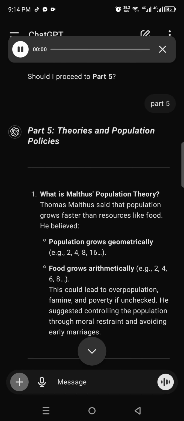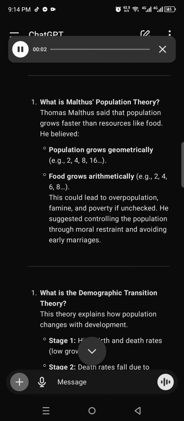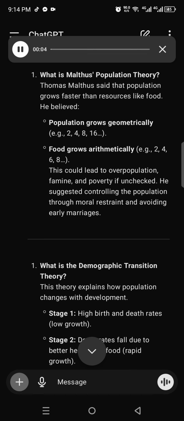Part 5, Theories and Population Policies. 1. What is Malthus population theory? Thomas Malthus said that population grows faster than resources like food. He believed population grows geometrically, e.g. 2, 4, 8, 16. Food grows arithmetically, e.g. 2, 4, 6, 8. This could lead to overpopulation, famine, and poverty if unchecked. He suggested controlling the population through moral restraint and avoiding early marriages.